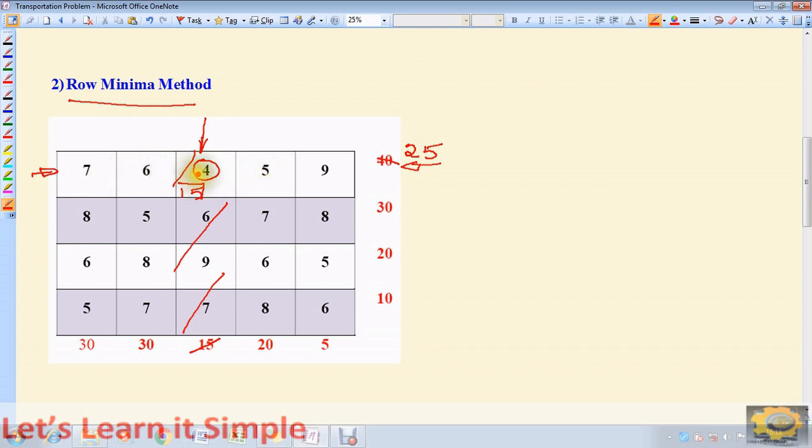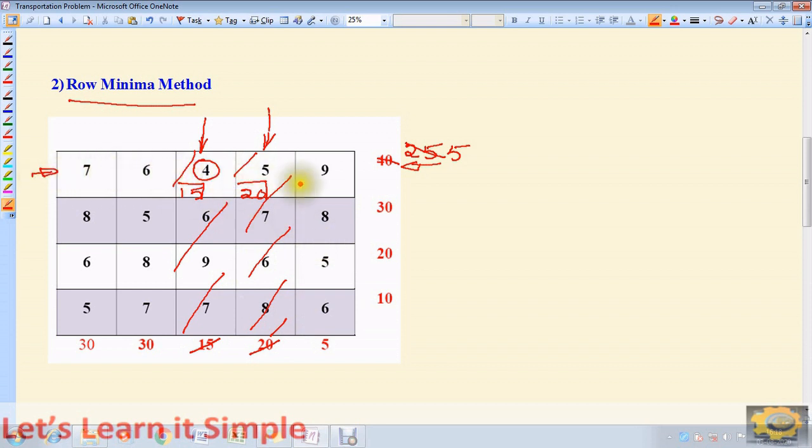So after 4, we have 5 as the least cost. Look for that column, we have 20. Look for that row, we have 25. If we compare 25 with 20, the least is 20, which means that can be allocated here. Again, this column, that is the 4th column, vanishes. After allocating 20, we are left with 5.